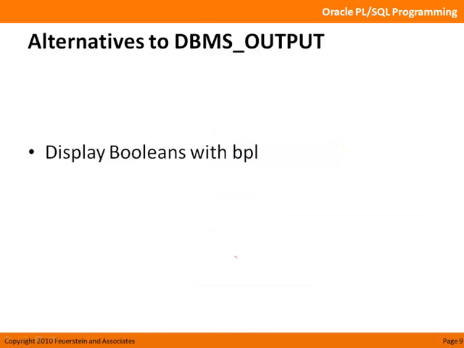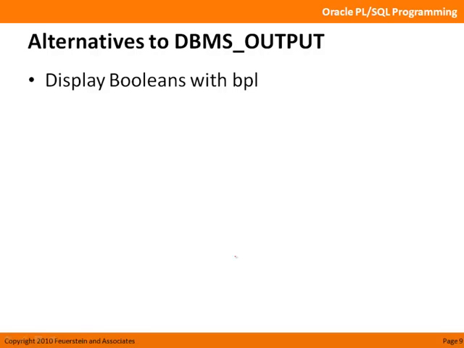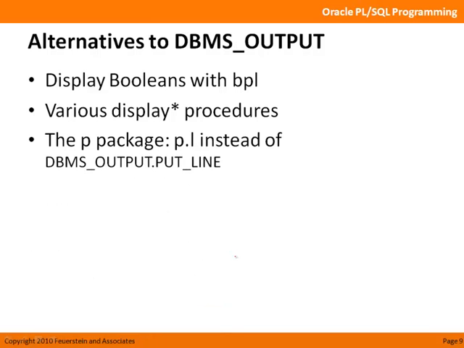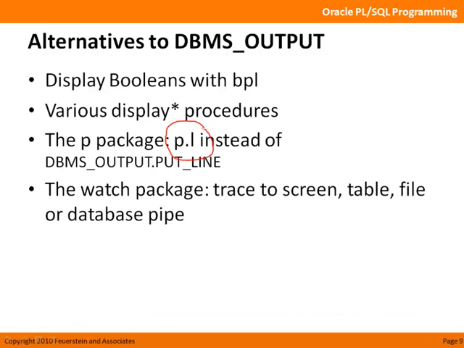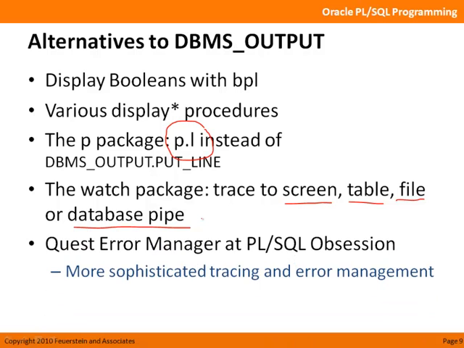Let's take a look at how you can display booleans with my bpl program, Boolean putLine, various display procedures, the p package, which is my alternative to DBMS_OUTPUT.PUT_LINE generally. Why type all of that DBMS_OUTPUT.PUT_LINE when you can just type p.l and say putLine? The watch package is a more flexible tracing mechanism. You can trace to the screen, but you might say, I don't want to see it on the screen. I want to see it in a table or a file or a database pipe so I can see all the output immediately, even if my program is still running. And then there's the Quest Error Manager at PLSQL Obsession, which offers a much more sophisticated tracing and error management utility.